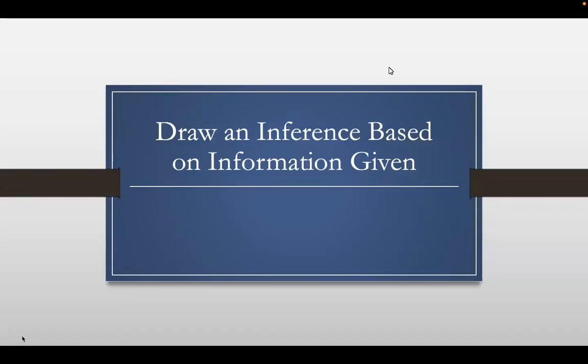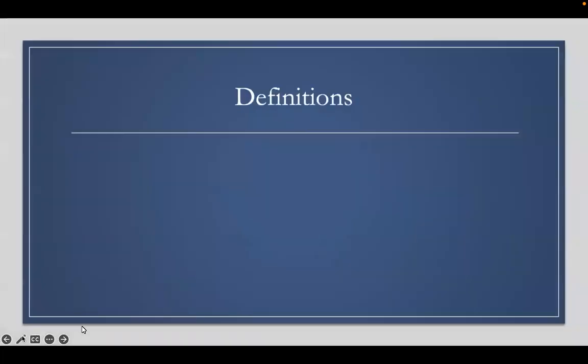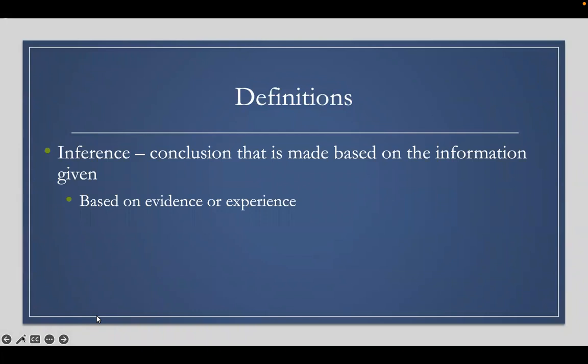Draw an inference based on given information. So first, let's start with a couple of definitions. First, an inference. This is simply a conclusion that is made based on the information you're given. And the key here is that it's based on evidence or experience. It's not on what you think, it is what is given.